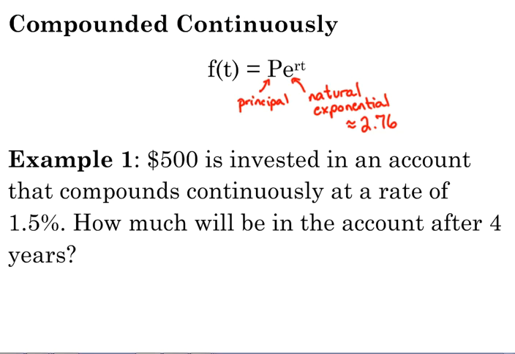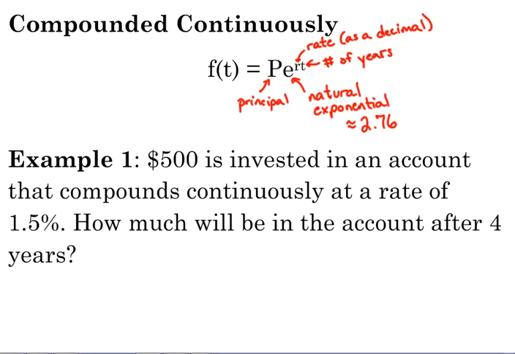You can't see this, I'm sorry. R is still our rate as a decimal. And then T is still the number of years, or as long as your units agree with what the rate was given as. If it said at a rate of 2.7% per day, then your T is in days, but most of the time it's given per year.